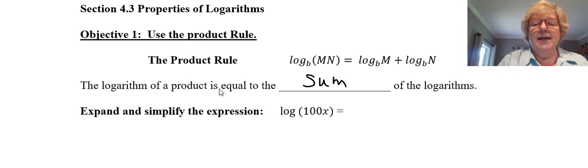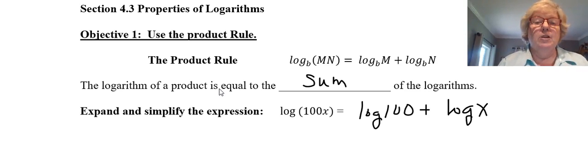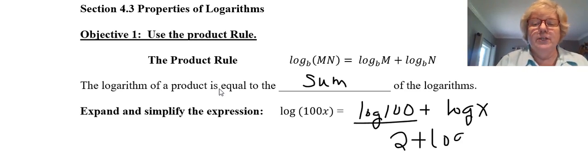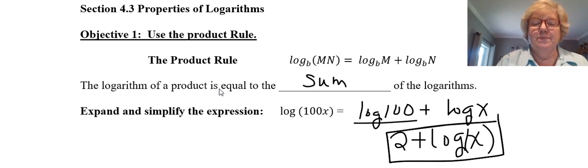To simplify, I would take log 100 and add log x. Now log 100 will simplify to 2. So my final answer here is 2 plus log x. You can write it like that, or you can include a parenthesis around the x.